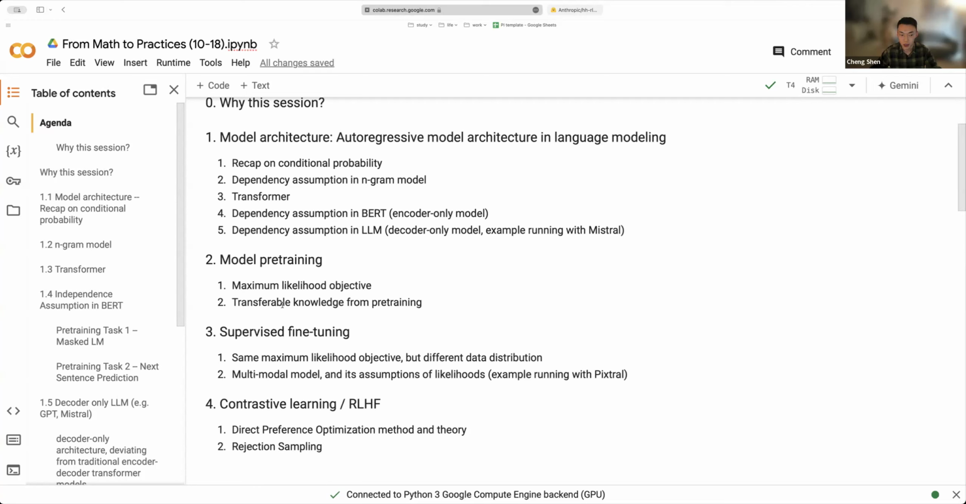One interesting thing I'll cover is how large language models somehow learn the knowledge from the text they were trained on. So I'll share some interesting research results on this aspect. And for supervised fine-tuning, from a likelihood and maximum likelihood objective perspective, it's not that much different from pre-training. So I'll maybe just show some examples.